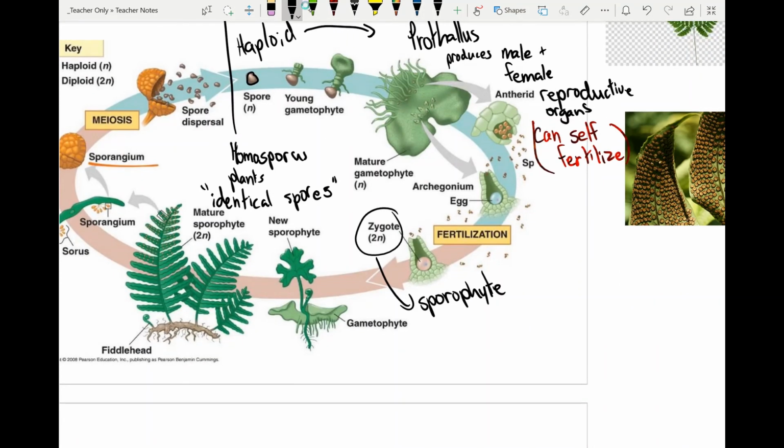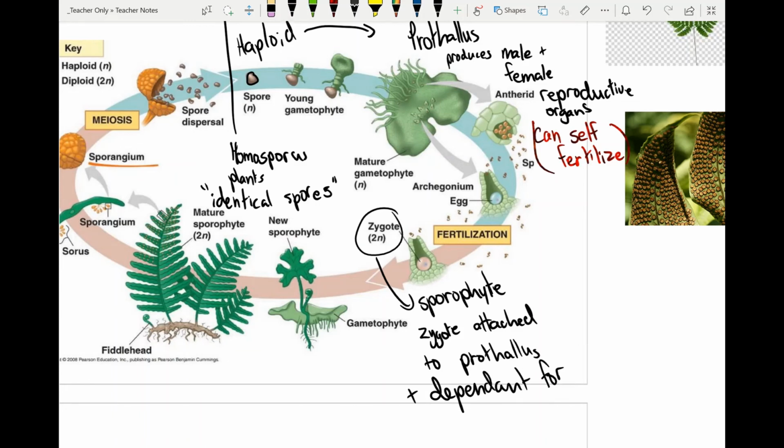At this point, the zygote is attached to the prothallus and dependent, I'll just say, for survival. So it needs food, water, nutrients, all that kind of stuff from the gametophyte. Eventually, the new sporophyte is going to grow out, so the gametophyte is down here, and the sporophyte grows out.